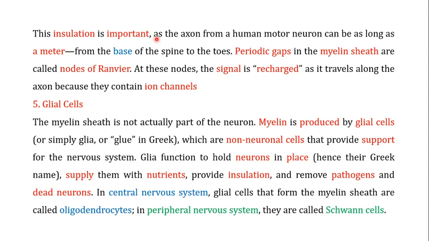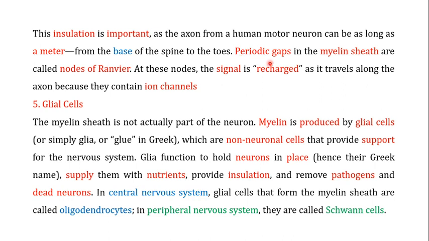Now this myelin insulation is also important because some of the axons from the human motor neuron can be as long as 1 meter, from the base of the spine to the toes. So if the axon is very long, and if there is no insulation, that means the speed of the message can be compromised. So this insulation ensures that if the length of the axon is long, the speed of the message will not be compromised.